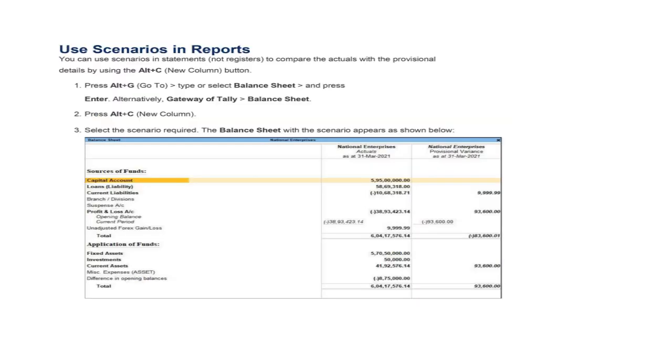Use scenarios in reports. You can use scenarios in statements, not registers, to compare the actuals with the provisional details by using the Alt plus C, New Column, button. 1. Press Alt plus G, go to, type or select Balance Sheet and press Enter. Alternatively, Gateway of Tally, Balance Sheet. 2. Press Alt plus C, New Column. 3. Select the scenario required. The balance sheet with the scenario appears as shown below.